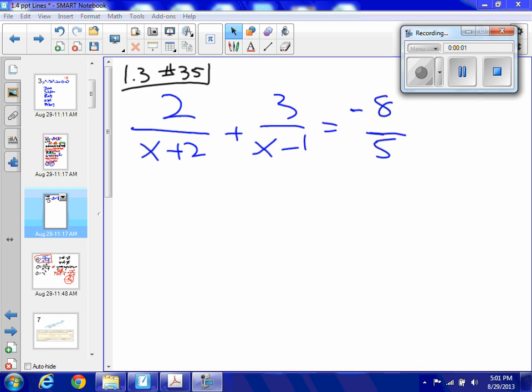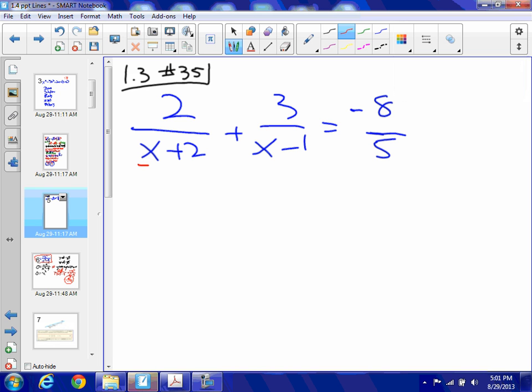This is problem number 35 in section 1.3, and it has to do with using algebra to find the real solutions of an equation. So the real solutions means what are the values of x that are going to make y equal to 0. The real solutions has several different ways you can describe it.